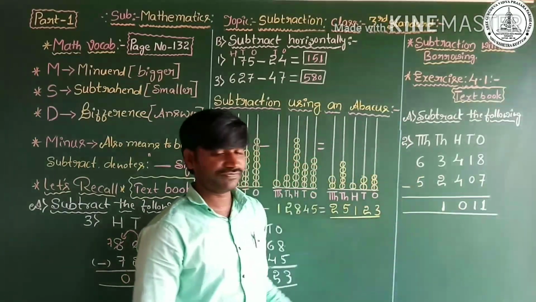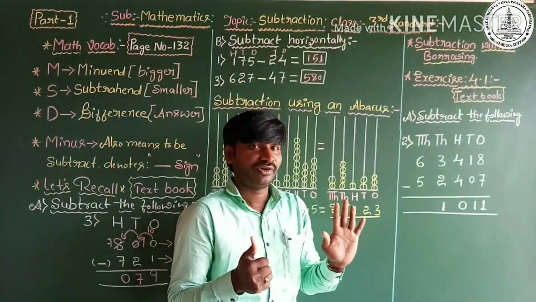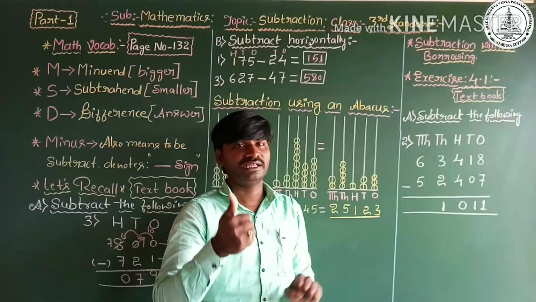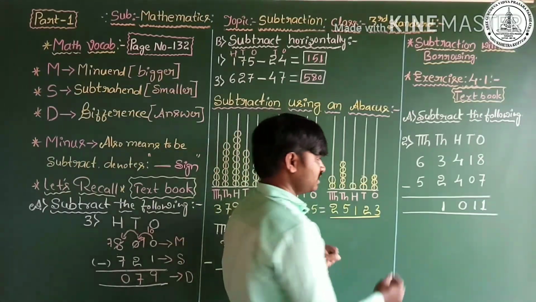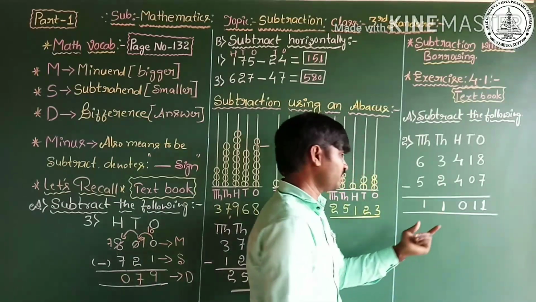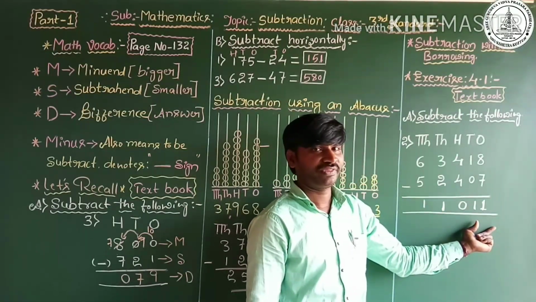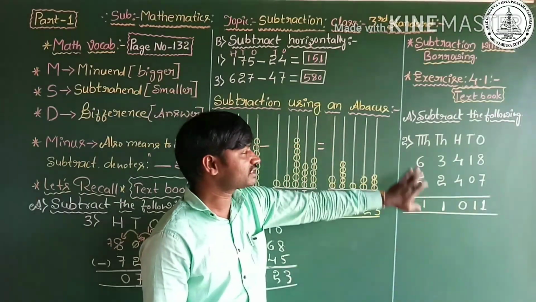The next 6 minus 5. Okay, in finger method this is 6 minus 5. Okay, you close the 5 fingers: 1, 2, 3, 4, 5. Rest, another one, we get 1. Okay, the total answer is 11,011. Okay, 11,011. Okay, dear student, understood this concept?